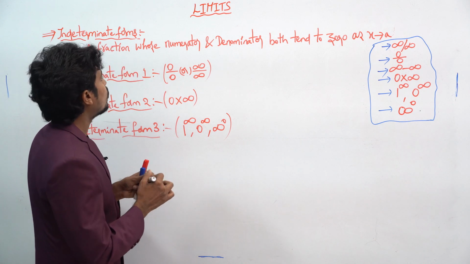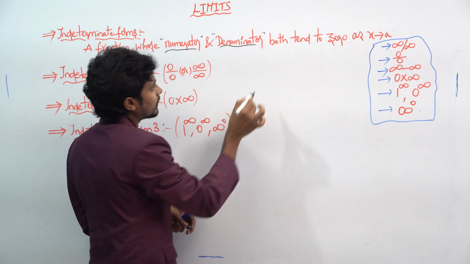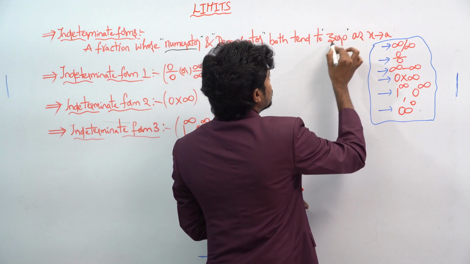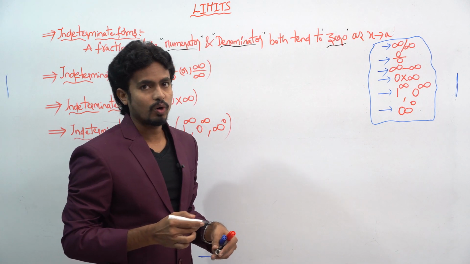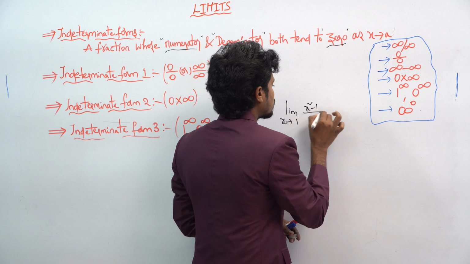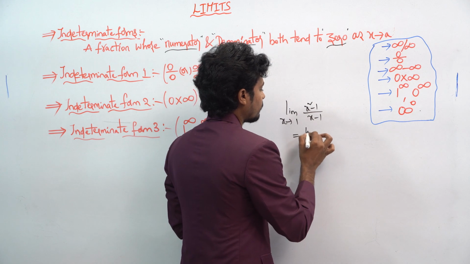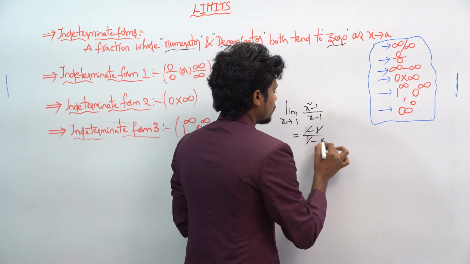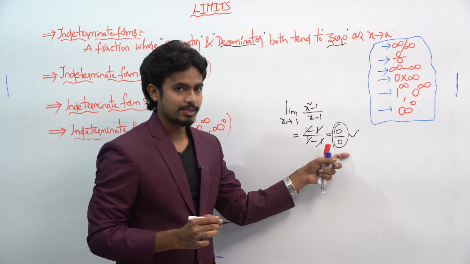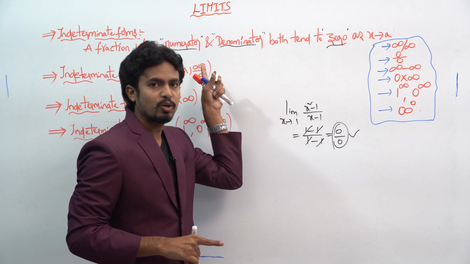A fraction whose numerator and denominator both tend to 0. In the previous question, what we had was the limit x tends to 1 of (x square minus 1) divided by (x minus 1). So substitute 1 here, that will be 1 minus 1 divided by 1 minus 1. So this becomes the 0 by 0 form. You can't solve this 0 by 0 form directly, so that form is said to be the indefinite or indeterminate form.